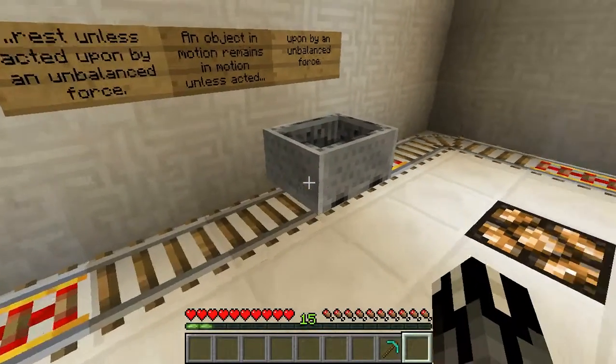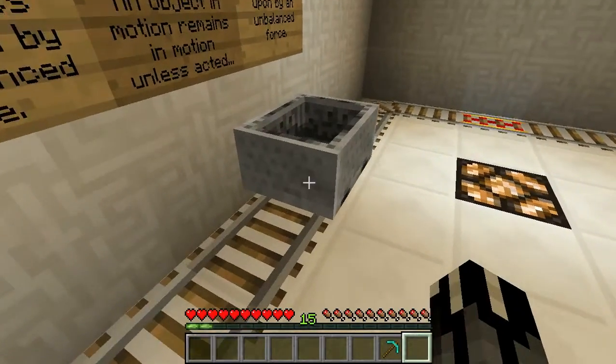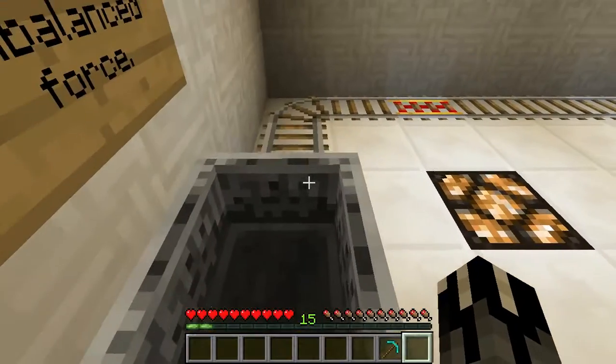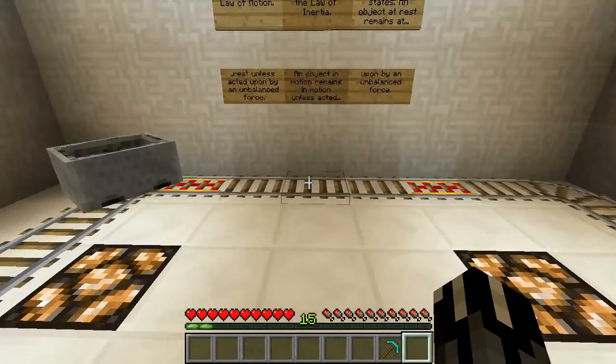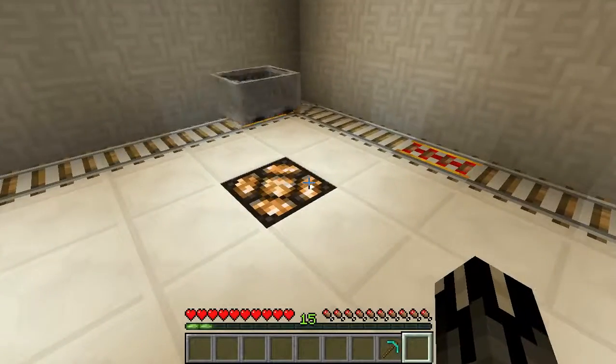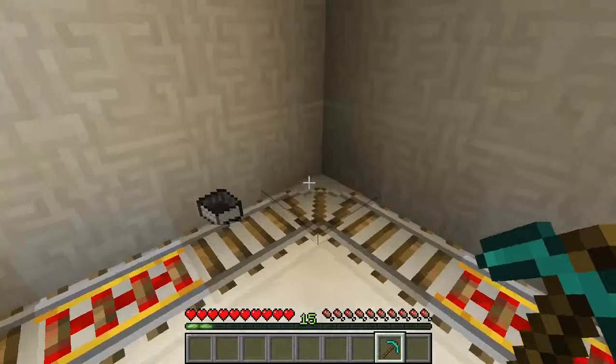Okay, so the minecart is going to be the object at rest. The unbalanced force is going to be my sprite's body. So I push the cart and now it's in motion for eternity, forever, until an unbalanced force is acted upon it. The unbalanced force is going to be my pickaxe.